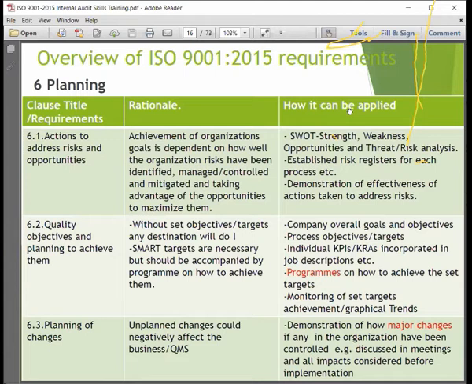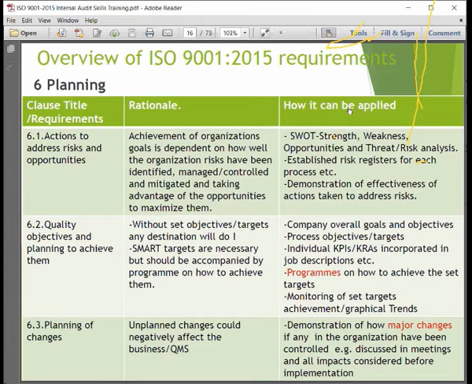In planning, it also talks about having quality objectives and planning how to achieve them. Because the rationale is, without set objectives and targets, any destination will do. Because you don't have a set target, so you start in January and end in December, and it doesn't matter where you are because you had not even planned where to be. But we need a well-organized organization. We need to have set targets, and they are there.